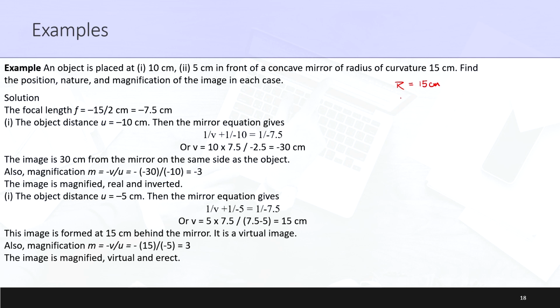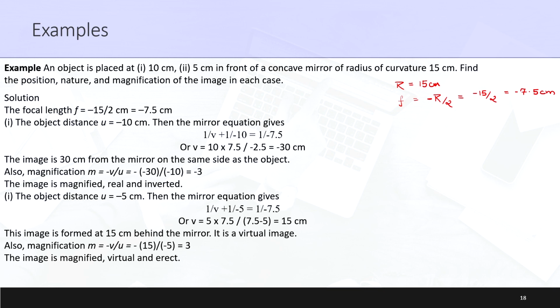That means the focal length will be negative, please make sure it is negative first of all: minus R by 2, hence it will be equal to minus 15 by 2, which is equal to minus 7.5 centimeters. So, okay, first thing has been calculated here.